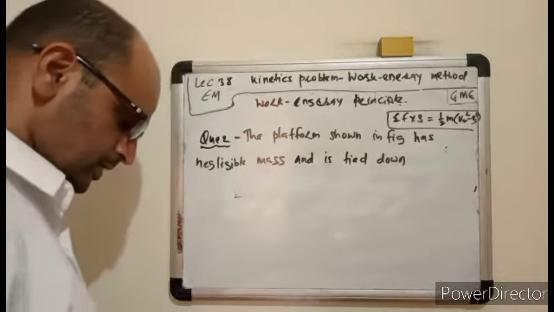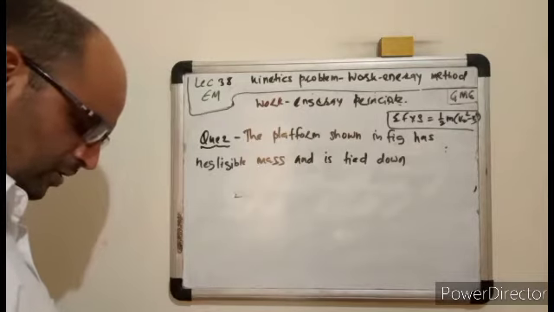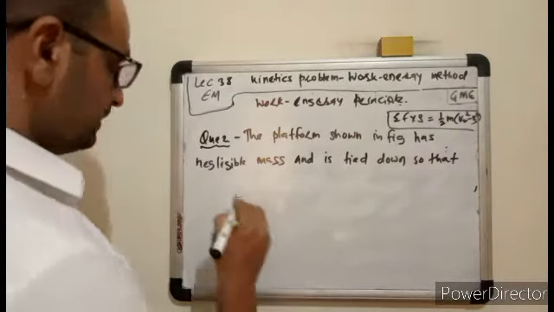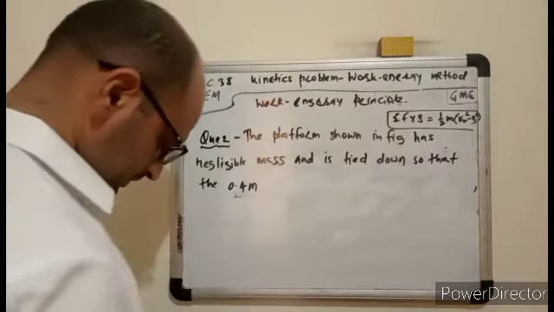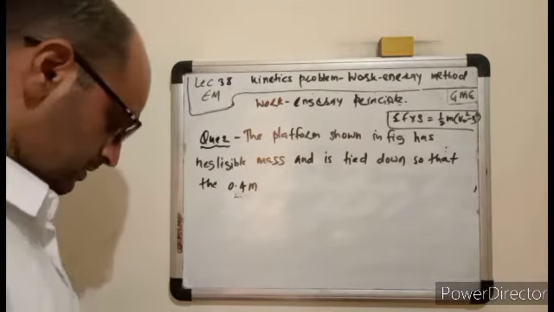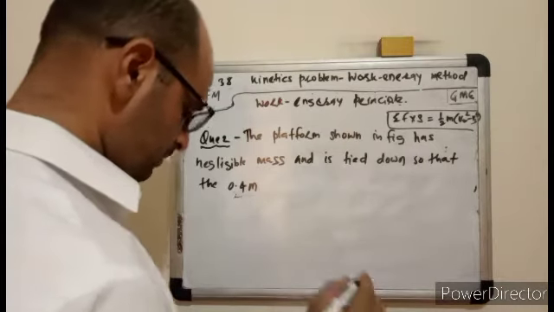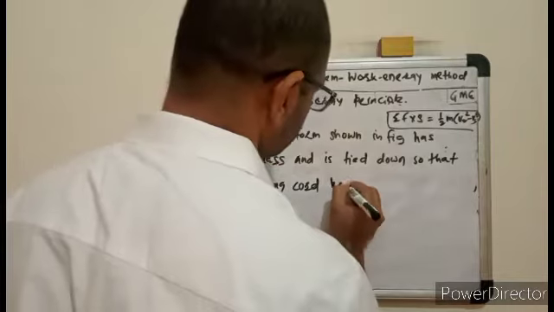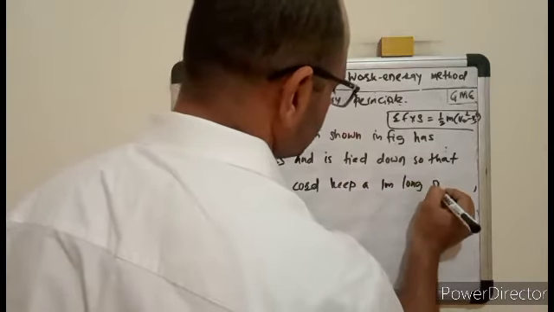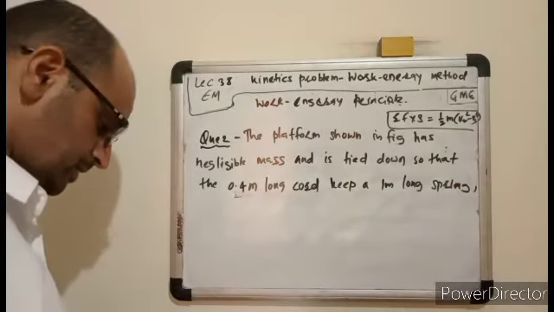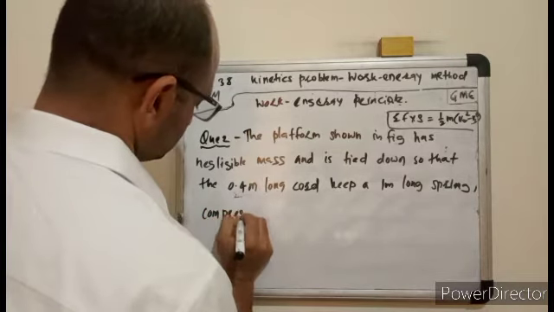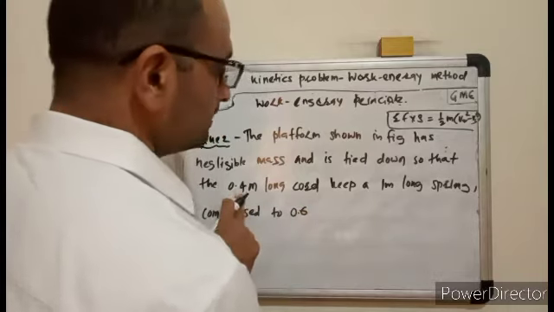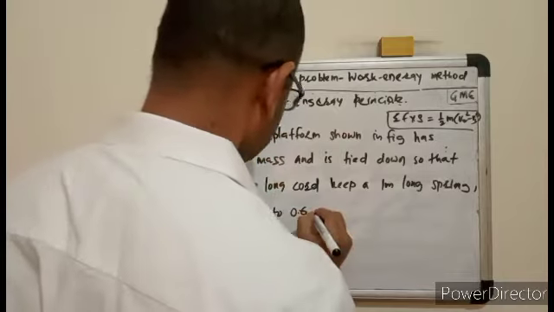And is tied down so that the 0.4 meter long cord keeps a 1 meter long spring compressed to 0.6, right? If it's compressed, the 1 meter is the free length of the spring. Because of this cord, it will compress by 0.4, that's why it becomes 0.6 meter.